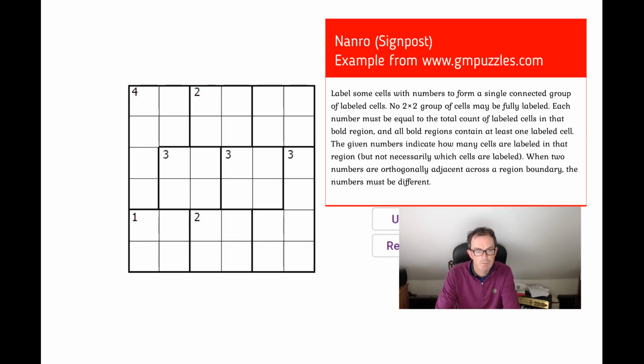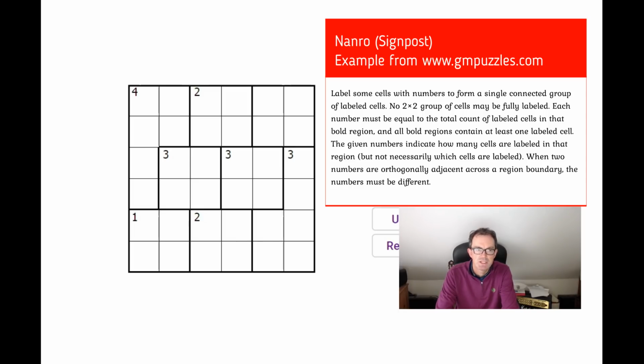Right, let's talk about the rules of this puzzle. So let me read them out. Label some cells with numbers to form a single connected group of labelled cells. No 2x2 group of cells may be fully labelled. Each number must be equal to the total count of labelled cells in that bold region, and all bold regions contain at least 1 labelled cell.